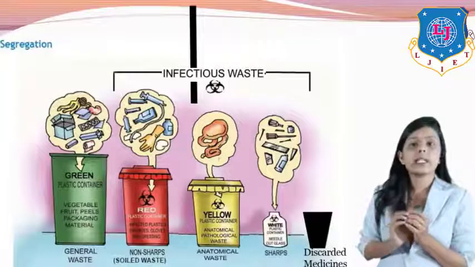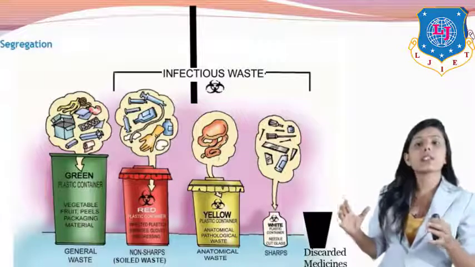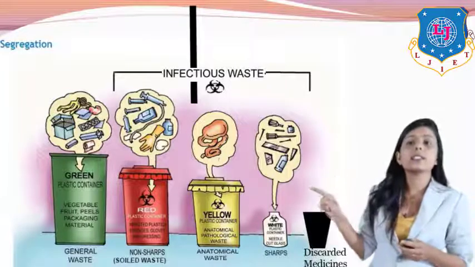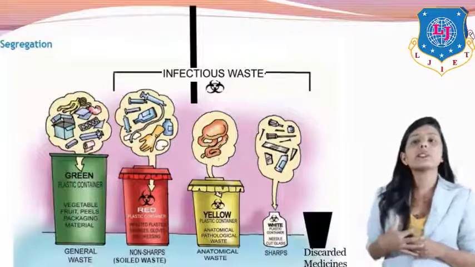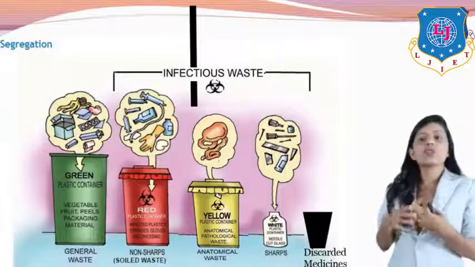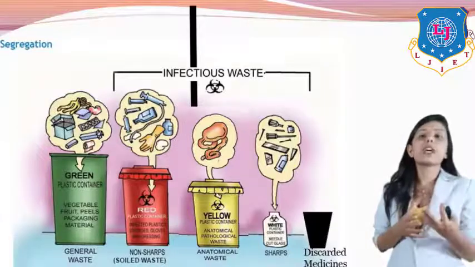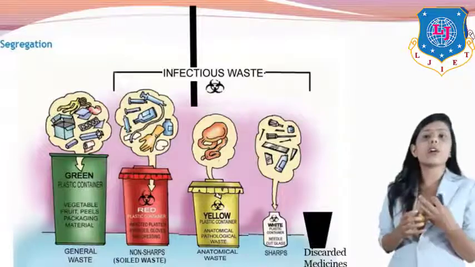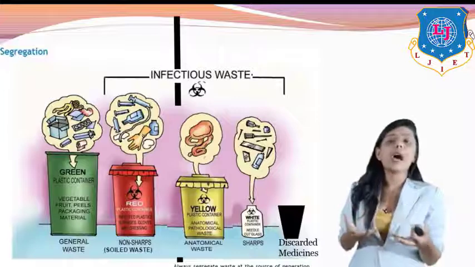So how can we segregate the waste? Segregation of waste is done by using dustbins of different colors. There is a green dustbin, a red dustbin, a yellow dustbin, and white and black dustbins. If you visit any hospital, you can see different colored dustbins placed on every floor. What is the meaning? Why have they placed different colored dustbins? They have placed them to segregate and separate the waste, so that they can treat it accordingly. The green dustbin consists of waste which is not harmful.